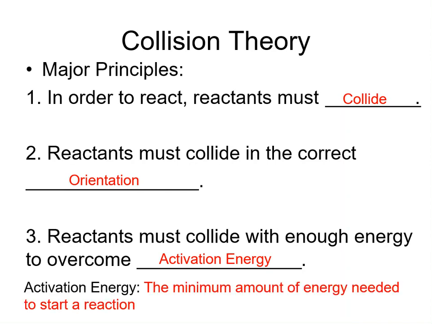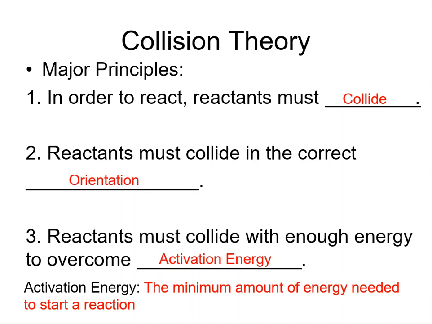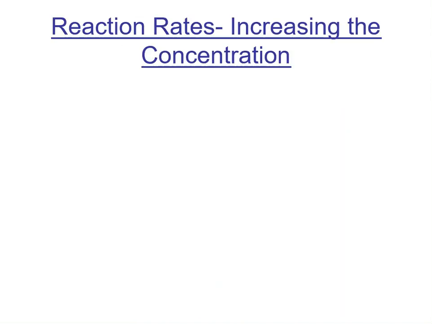But your goal is, we're right here. Your goal is going to be to use collision theory and the tenets of collision theory to explain why those 4 factors change the rate. So activation energy is essentially just the minimum amount of energy that you would need to get a chemical reaction started. All right, so let's talk about concentration.